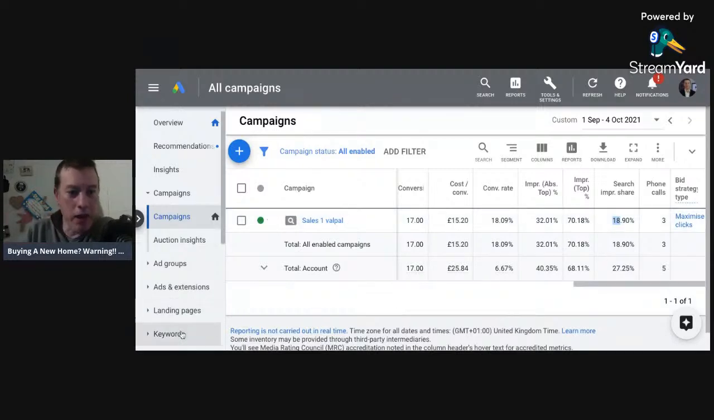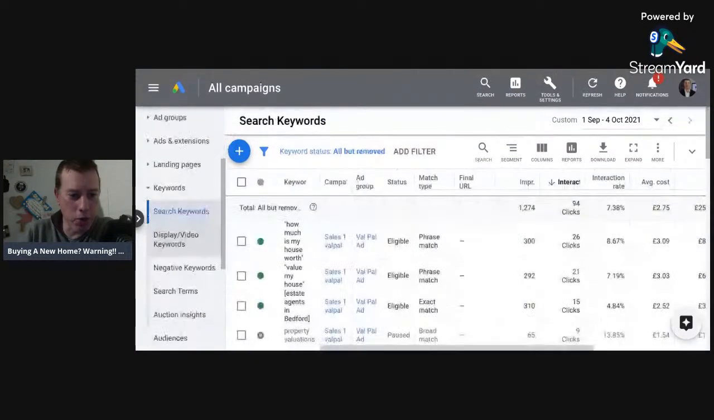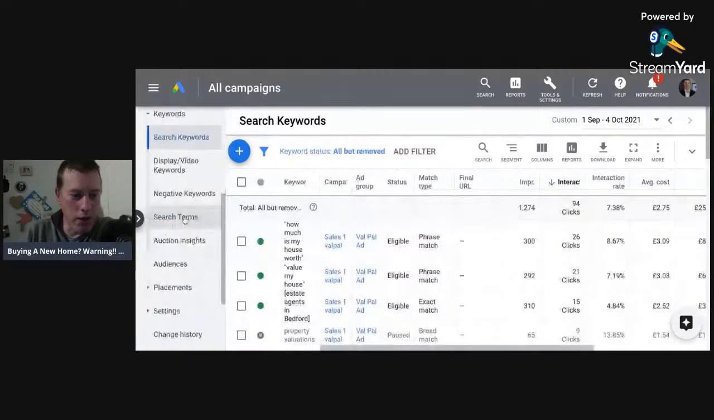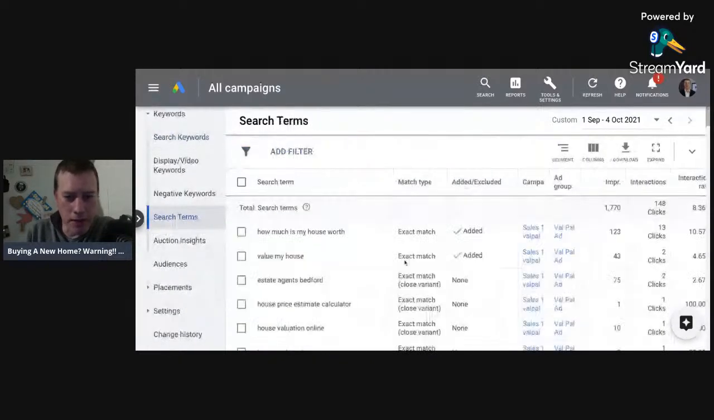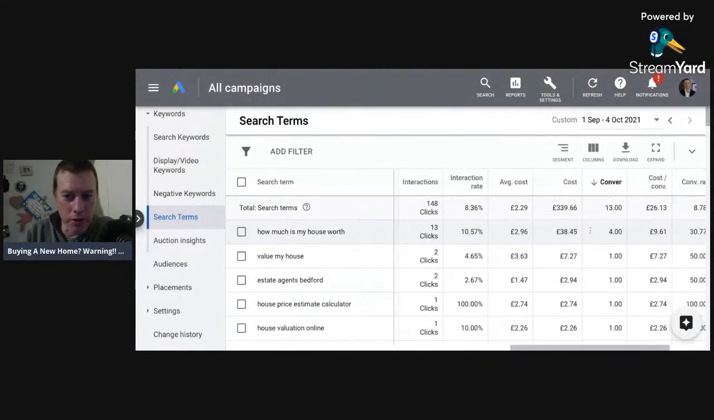Now, from a keyword point of view, let me show you the keywords that we're actually showing up for, which is here. These are the search terms that we've been showing up for. We have 13 clicks on 'how much is my house worth'. We had 4 conversions off that. That was someone going to the Valpal page, having typed 'how much is my house worth' into Google. Then we've shown them an ad that says, look, put your details in here and we'll give you a house valuation. We had 4 of those.